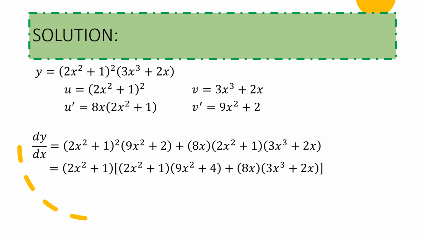We factorize it. The factor is 2x squared plus 1. So that factor we multiply by (2x squared plus 1) times (9x squared plus 4) plus 8x times (3x cubed plus 2x). So the answer is (2x squared plus 1) times (42x to the power of 4 plus 33x squared plus 4).